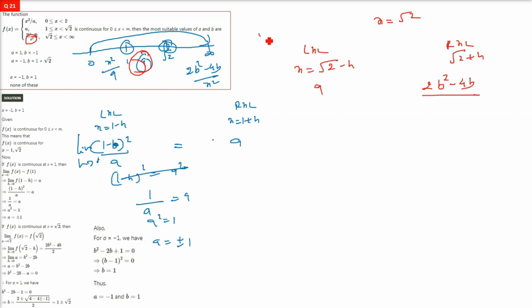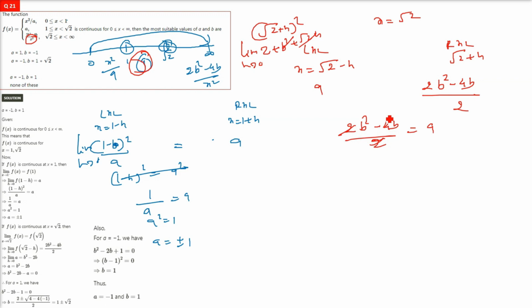Either you can write (root 2 plus h) whole square. Let me just open this. (Root 2 plus h) whole square is 2 plus h square plus root 2h, using a square plus b square plus 2ab, so it will be 2 root 2h. Wherever h is, just remove it, only 2 will come. So 2b square minus 4b by 2 is equal to a.